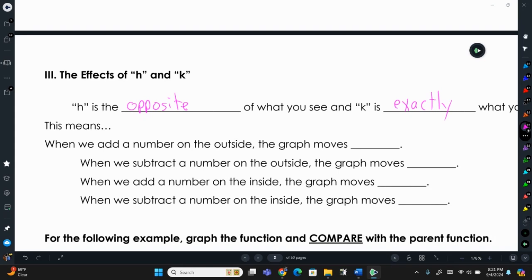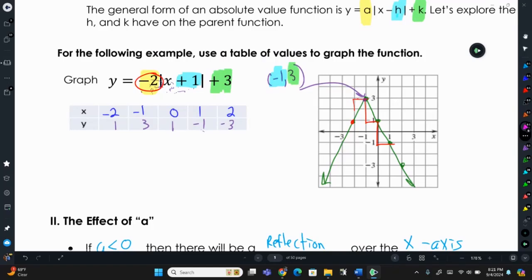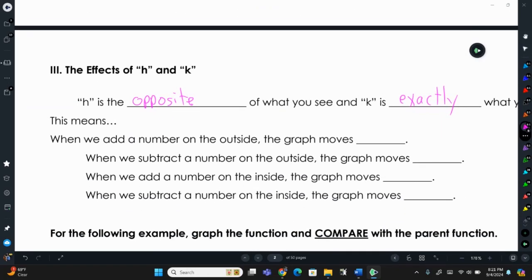So what that means, when we add a number on the outside, so we added 3 on the outside of the absolute value, we moved up. Well, if we subtract, I think we can deduce that we go down. So outside numbers are very easy, but now when we add or subtract a number on the inside, it moves in the opposite direction of what we would think.